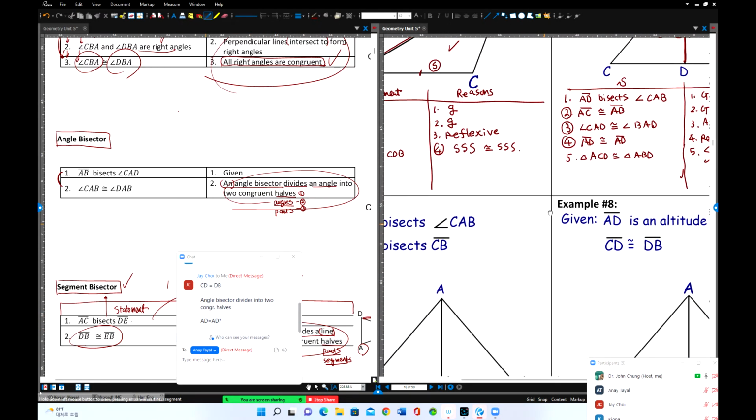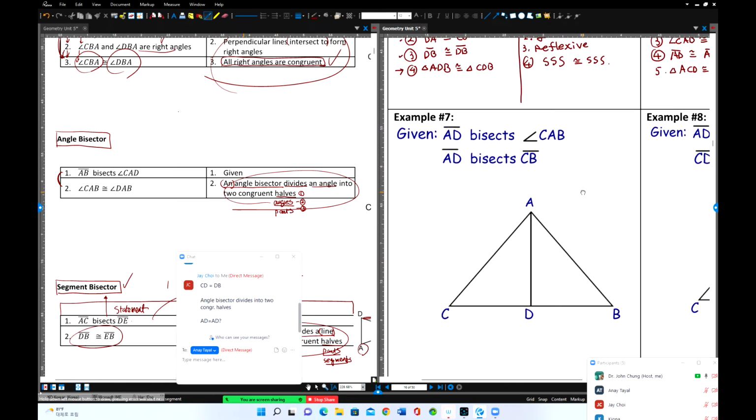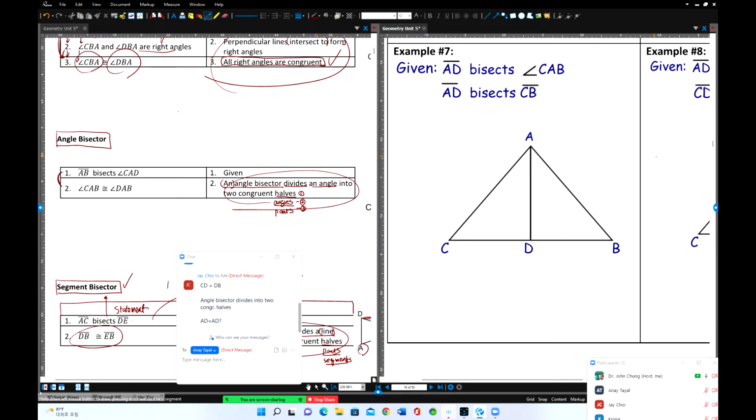Okay, a little more over here. Oh, so we have one angle bisector, the other one is a segment bisector. Okay, using this one, we need to find what these 2 triangles are congruent. Prove triangle ACD congruent triangle ABD. Statement. Reasons.